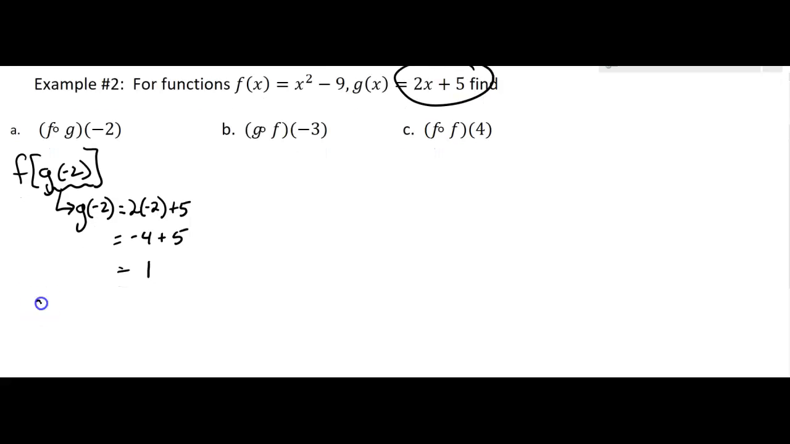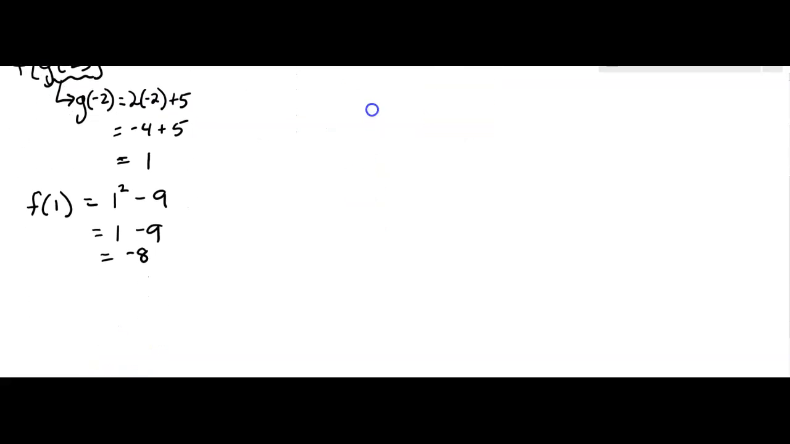So now I want to find f of 1. You remember how we talked about the boxes? So it's like you put -2 in the g box and you got out a 1. Now you're going to take the 1 and put it in the f box. So what does the f box say? It says x squared minus 9. So we want 1 squared minus 9. Well, 1 squared is 1. Minus 9 is going to be -8. So what does all that mean? It means f compose g of -2 is equal to -8.